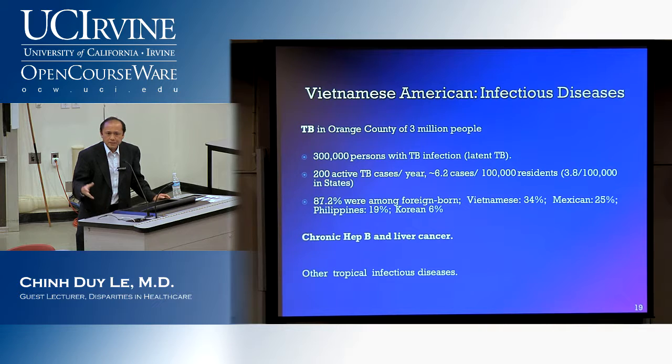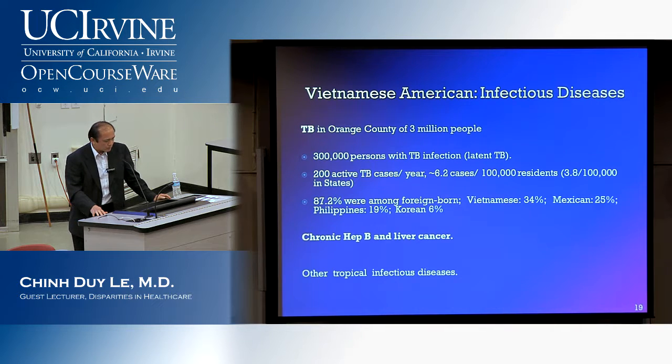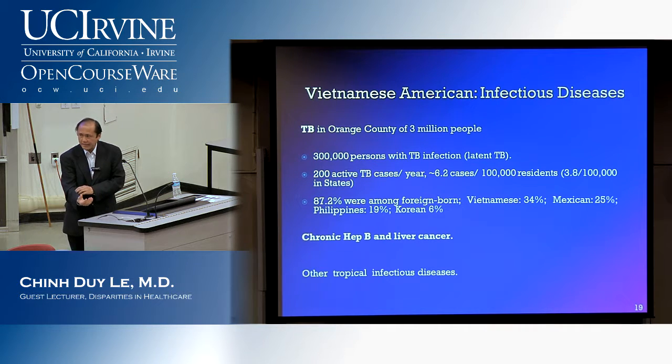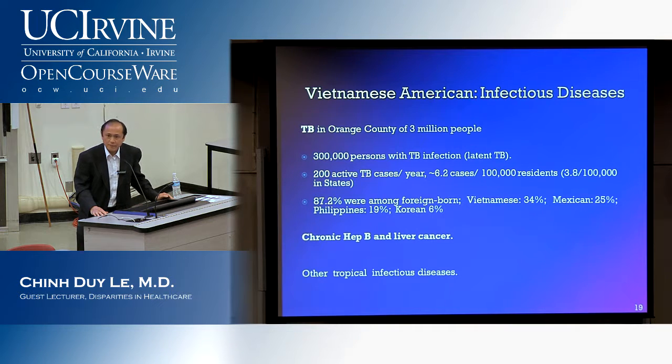When we deal with recent immigrants, we usually have to keep in mind the possibility of infectious disease, different from what we have here. The common thing we see in immigrant people is TB. In Orange County, we have around 3 million people, and there are already 300,000 cases of TB infection. And most of them are latent TB. That means the patient has no active symptom, just has a positive skin test because the patient was exposed to TB before.